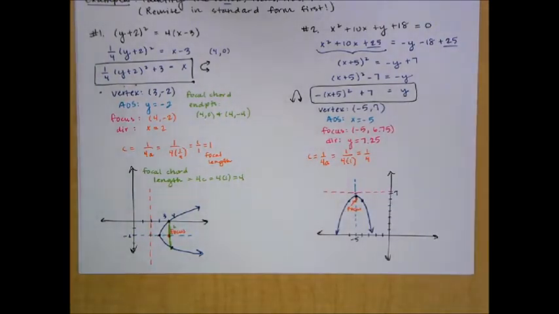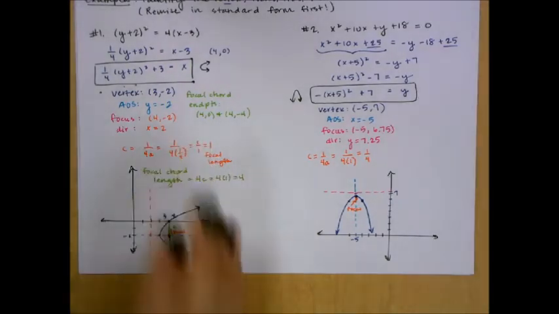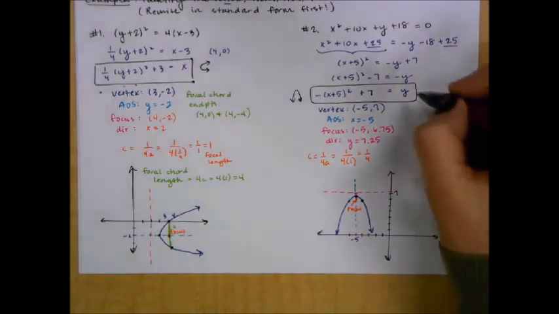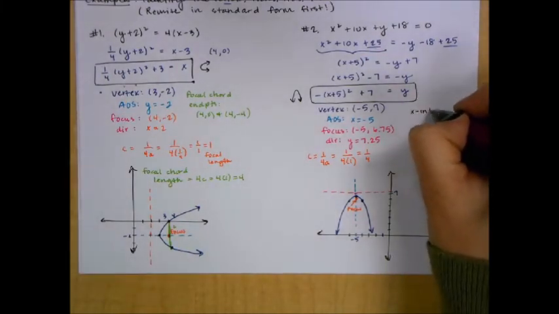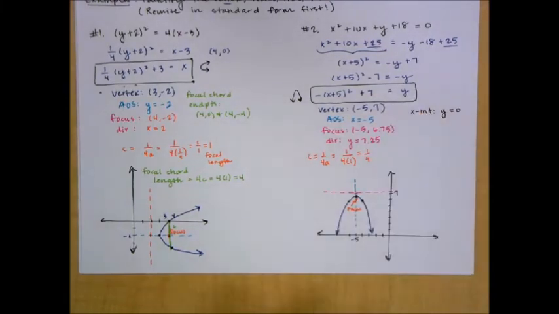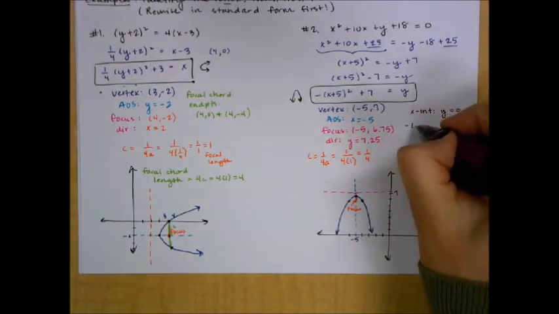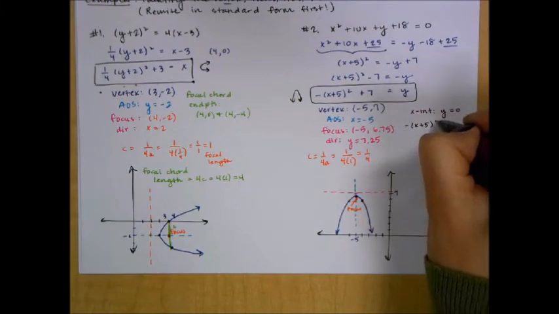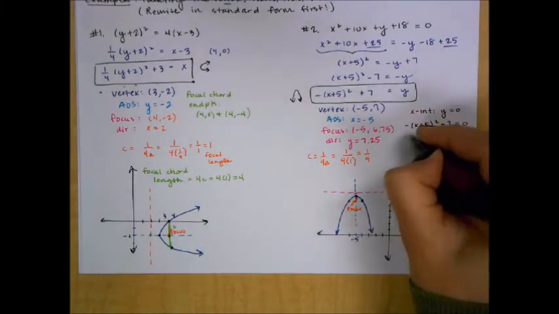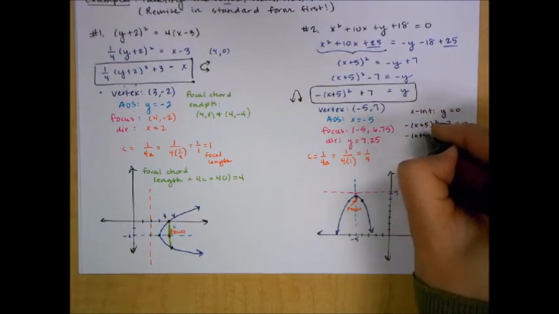Instead of looking at the focal chord in this problem, I want to remind you that sometimes we'll need to find the x-intercepts. So let's solve for the x-intercepts by letting y equal 0. So we're going to set our equation equal to 0 here. All right, so we have negative x plus 5 squared equals negative 7. We can divide both sides by the negative.